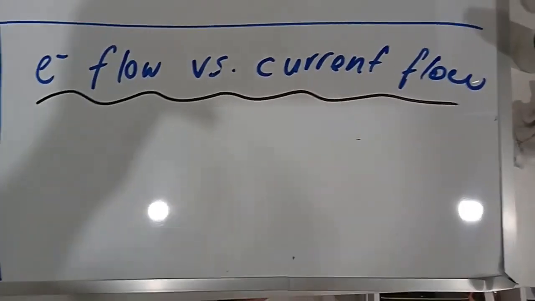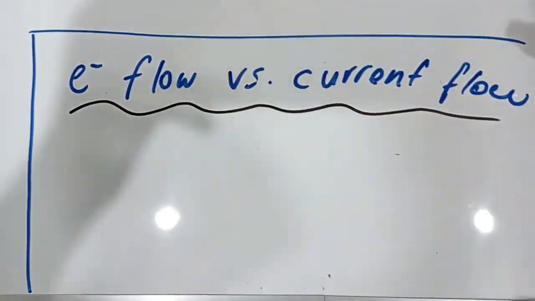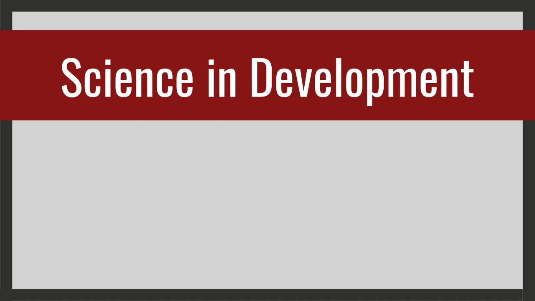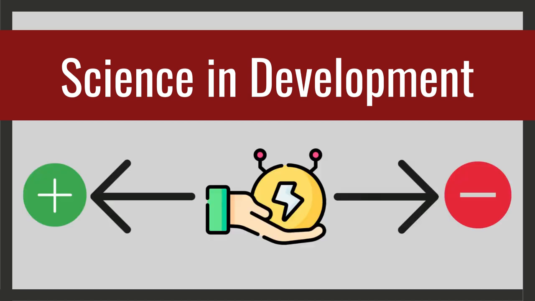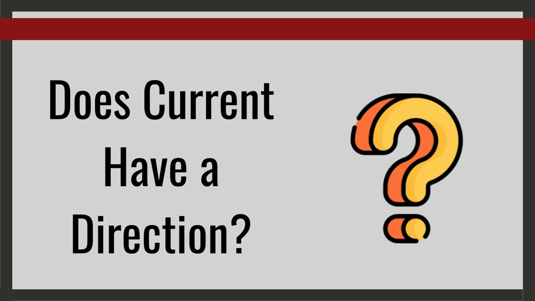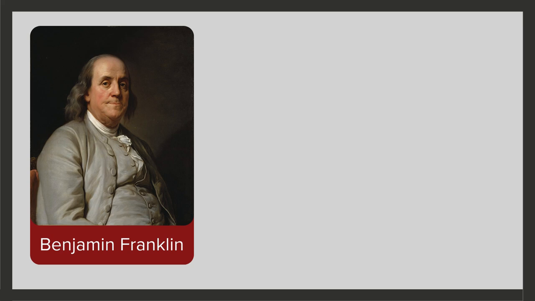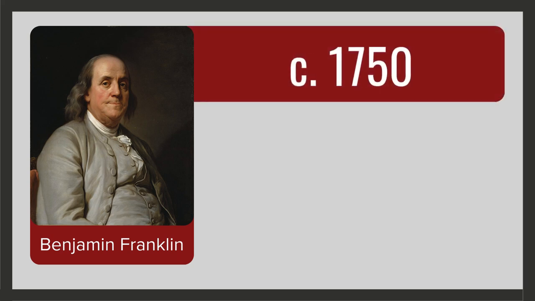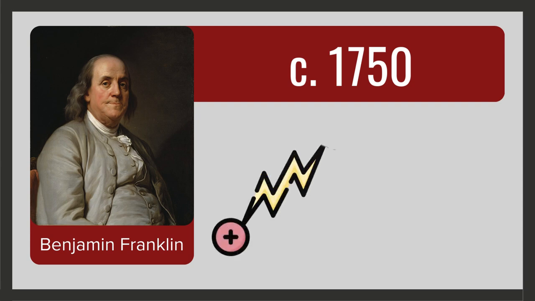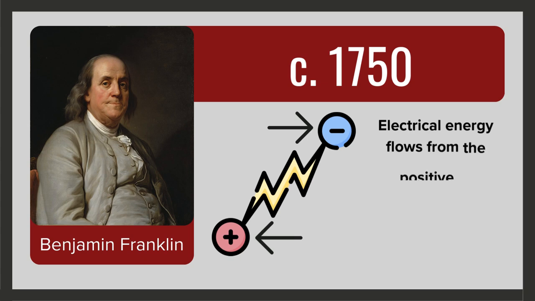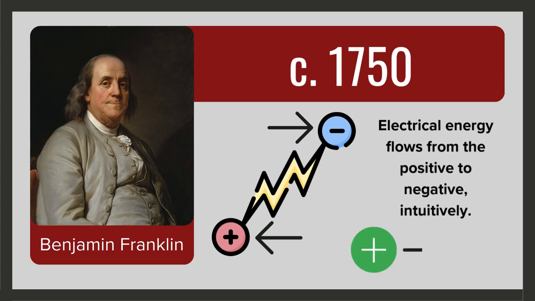Okay? And then there's one last thing when we look at the introduction for currents. It's electron flow versus current flow. So let's quickly take a look at that. Back then, when science wasn't as advanced, people didn't know which direction current flowed. Let alone that, people didn't know if current had a direction. So around 1750, Benjamin Franklin gave the type of electricity. He said there was positive energy and there was negative energy. And intuitively, he said that energy flows from positive to negative.